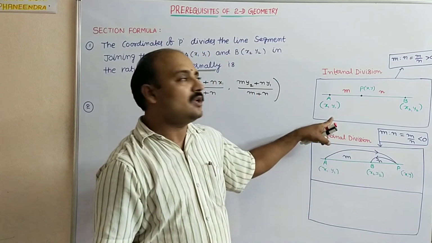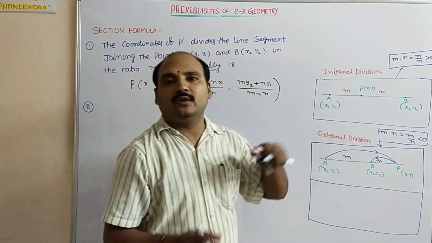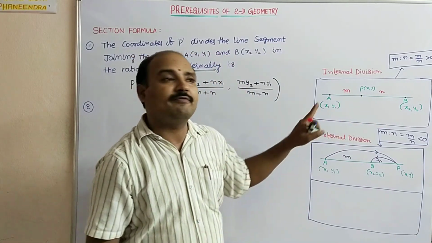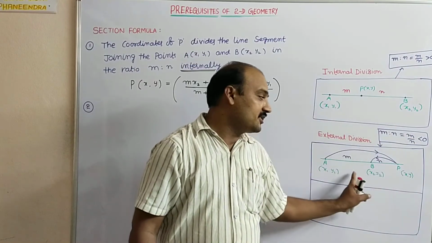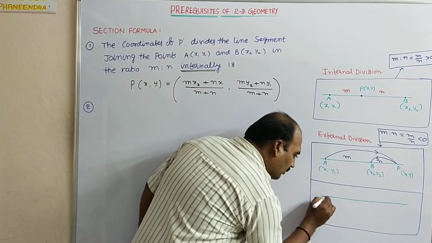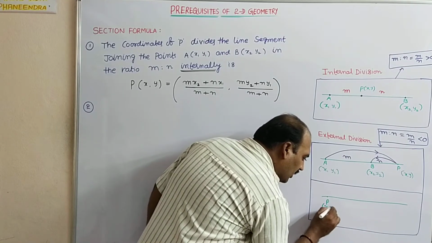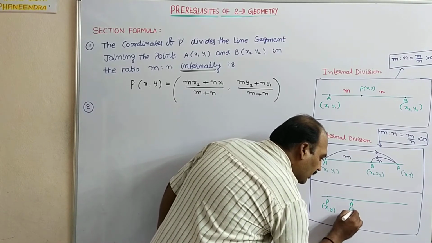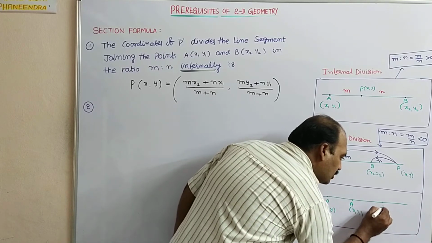If it is internal, it is in between A and B, but it is not the midpoint. Away from A and B in the external case, it may be like this also. The point P will be here, P of x comma y, and A of x1 y1, B of x2 y2.